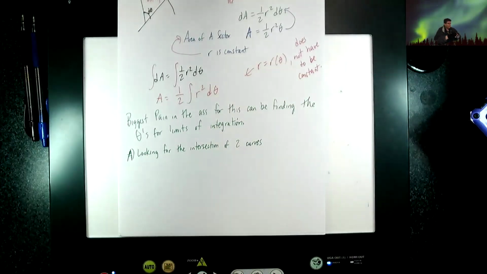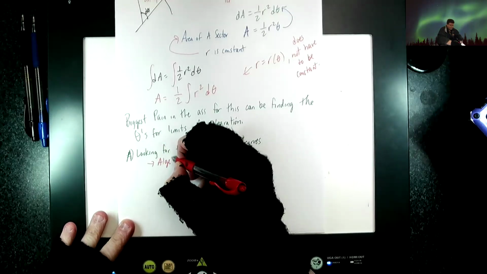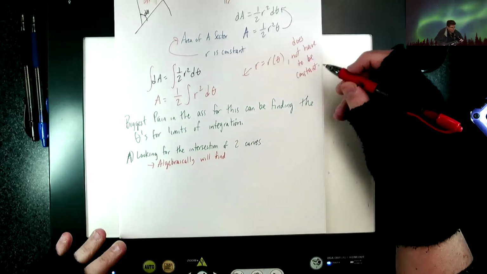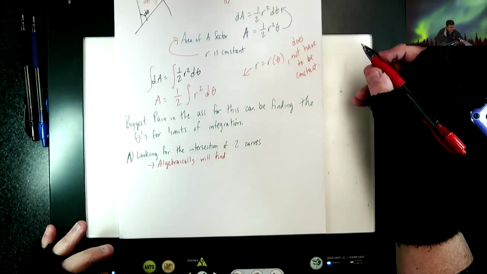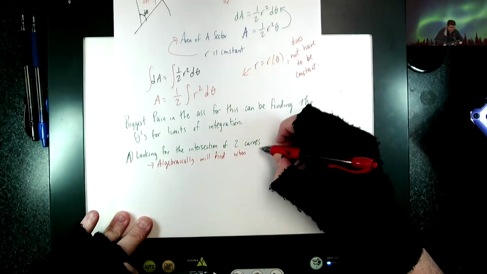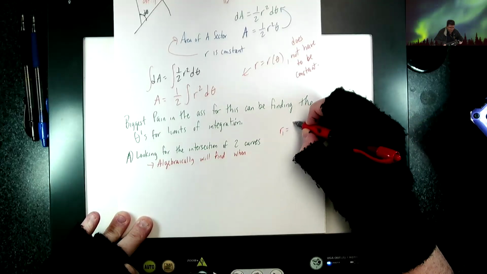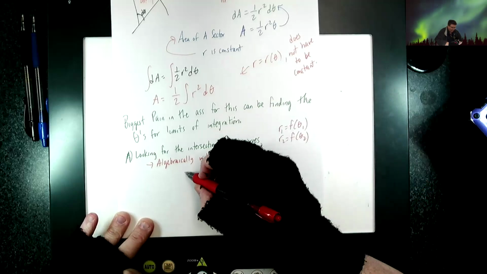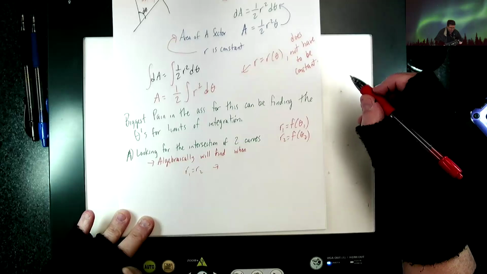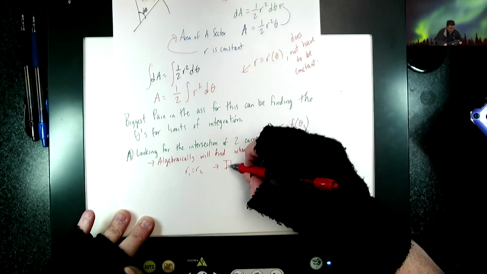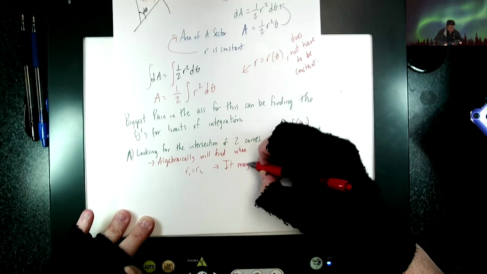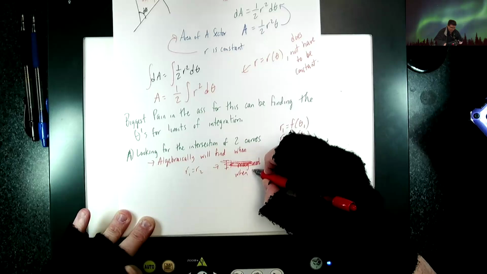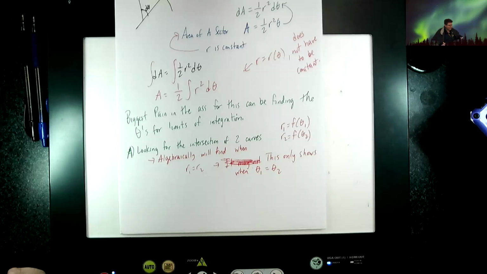If you do it algebraically, you will find, let's say we have R1 as a function of theta 1, R2 as a function of theta 2. You can find when R1 equals R2, but it may not occur, or this only shows when theta 1 equals theta 2 also. So it's the same R and same theta at the same time.